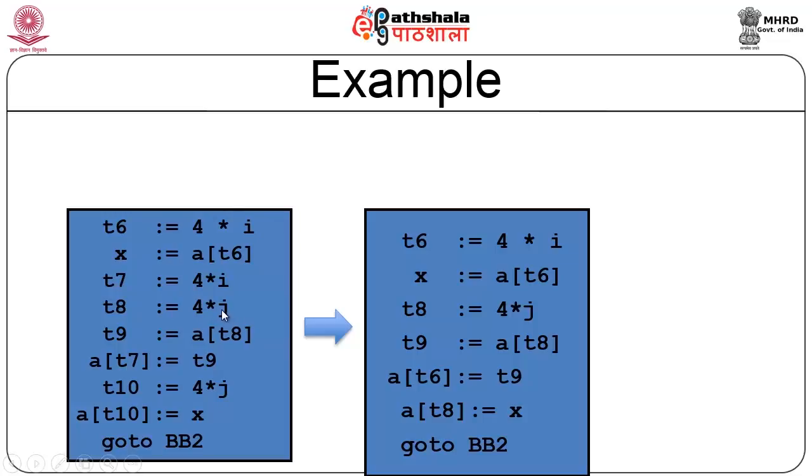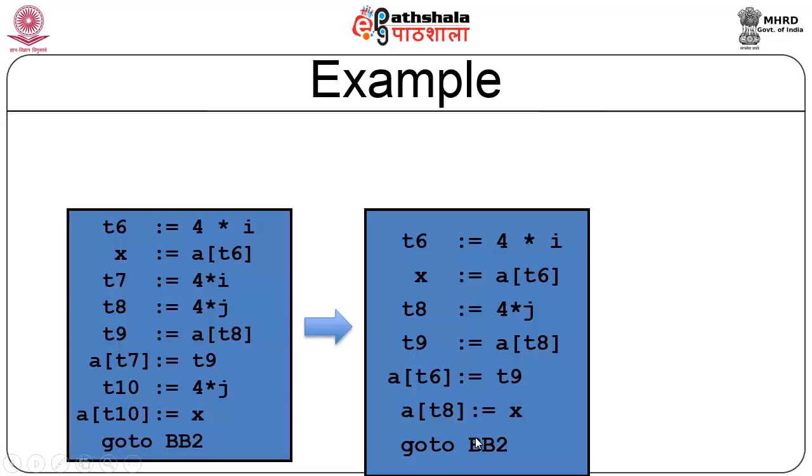Similarly, 4 into j. Between this computation and this computation of 4 into j, the value of j has not changed. Therefore, I can reuse the computed value of 4 into j at this particular position as well. So, in the first scenario, for 4 into I I can reuse the name T6 in place of T7, and for this one I can reuse T8 in place of T10. That is what we have done here. We have got rid of this T7 computation as well as this T10 computation, and wherever there was T10, that has now been replaced with T8.